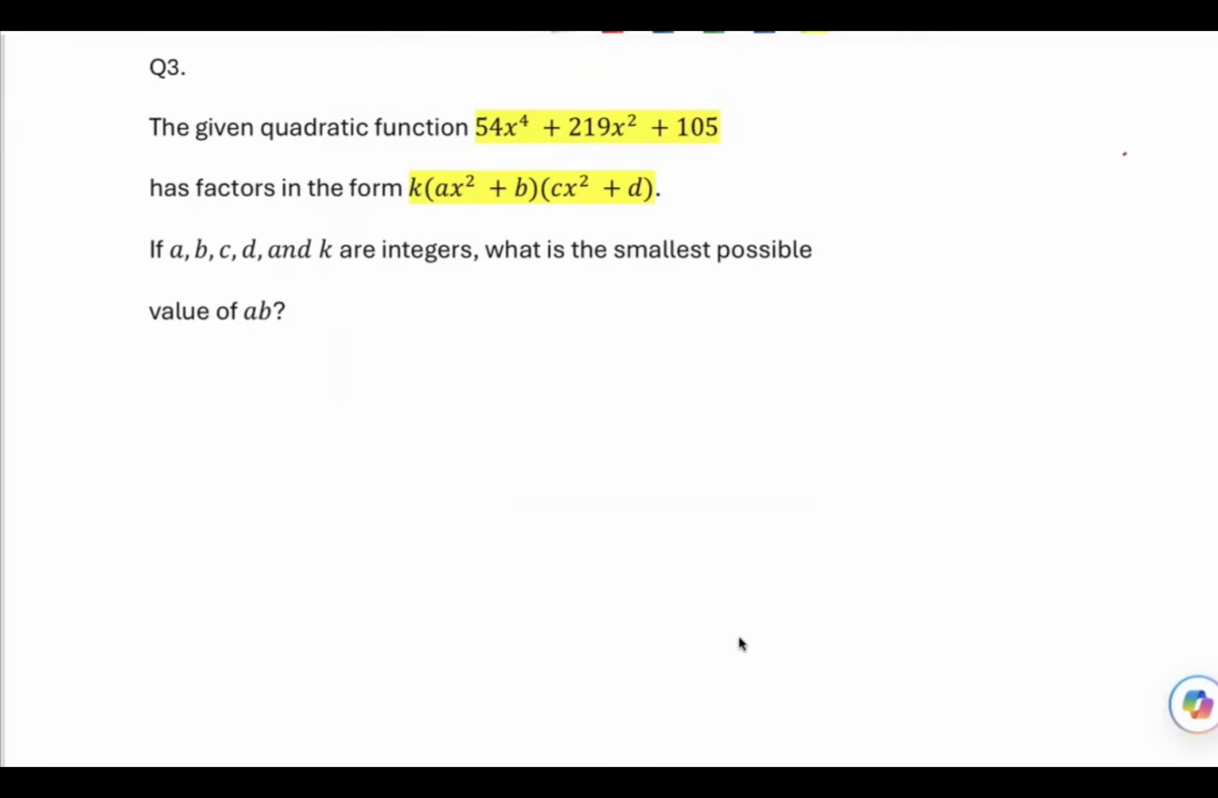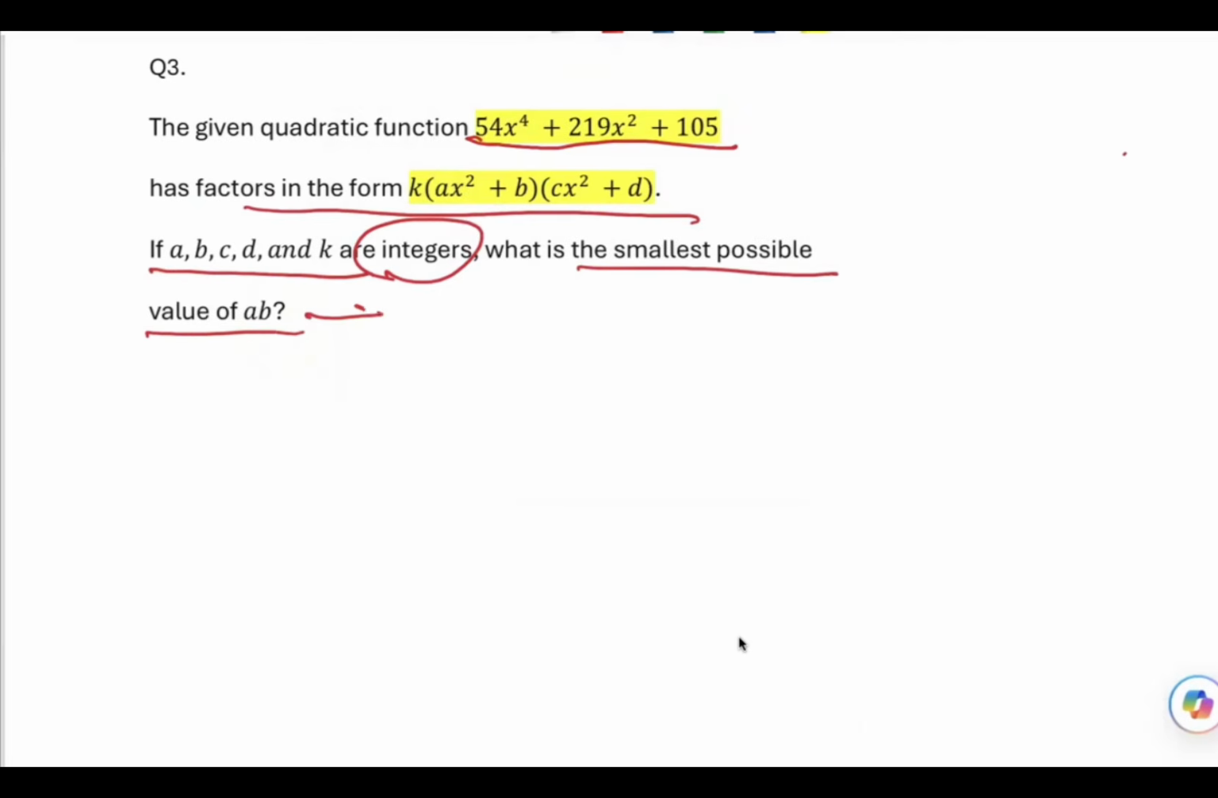You can do it with algebra or Desmos. I'll give you both, whichever is better for you. Some people need to understand the algebra, so I'm going to show it. They say this is a quadratic function, right? It can be factored in this form. The constants are all integers. Find the smallest possible value of AB, meaning A multiplied by B.